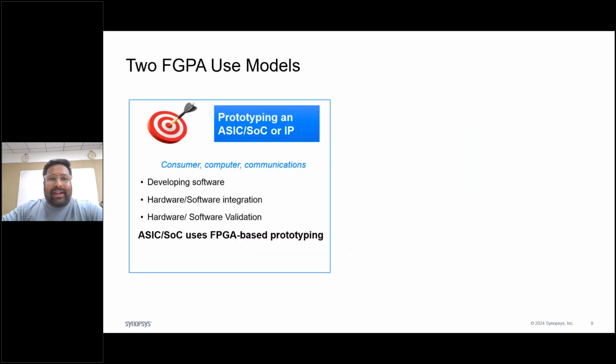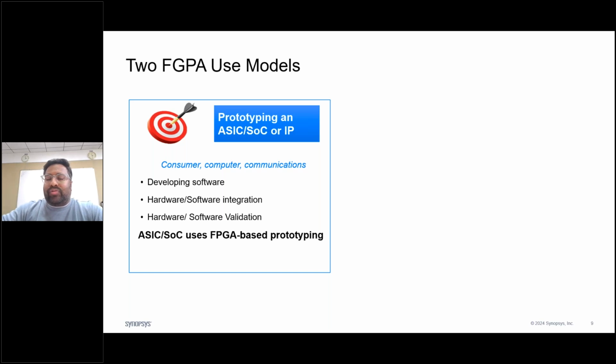So now let's look at the two use cases of FPGA. Till now we have seen what the applications of FPGAs are, what the current trends in FPGAs are, what innovations are happening at the FPGA architecture level as well as in the EDA industry, and what the challenges are. So now let's look at the two use models for FPGAs.